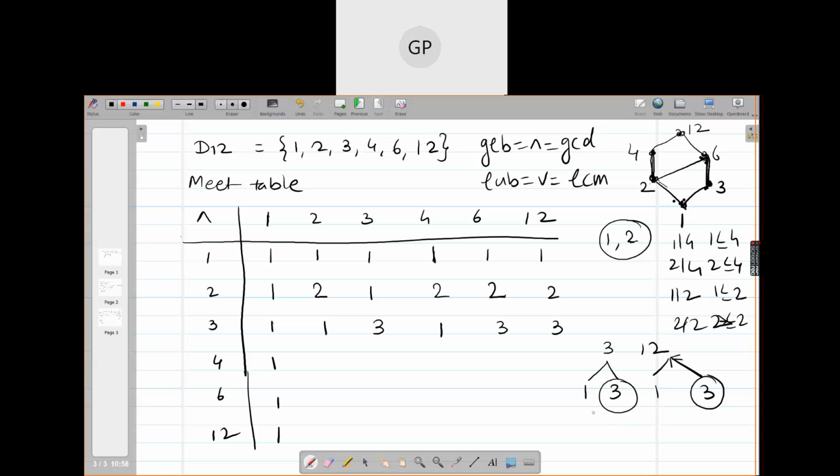Greatest means the other lower bound should be less than or equal to that. 1 is less than or equal to 3 because 1 divides 3. Okay, and therefore the greatest lower bound of 3 and 12 is 3. Okay, 3. I hope you are understanding it now.